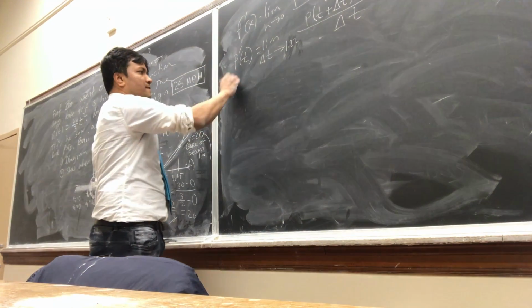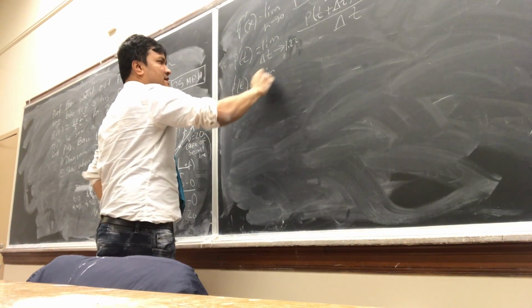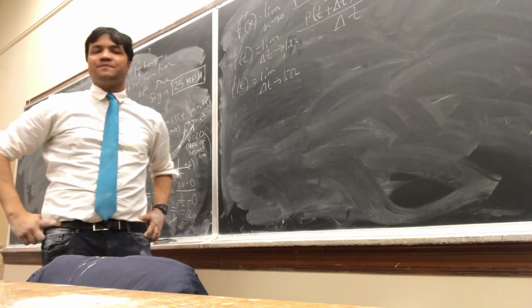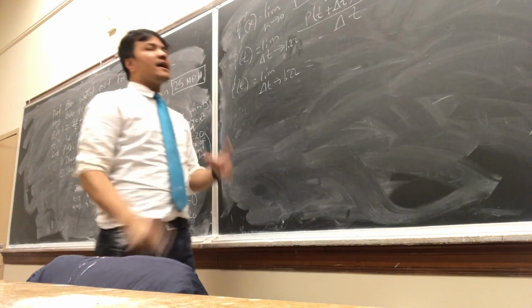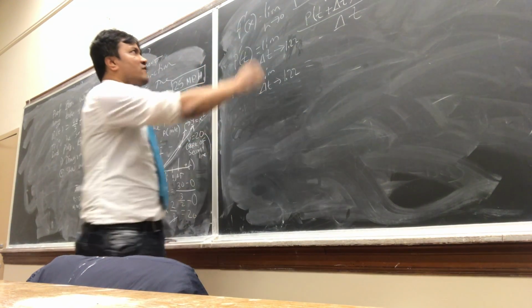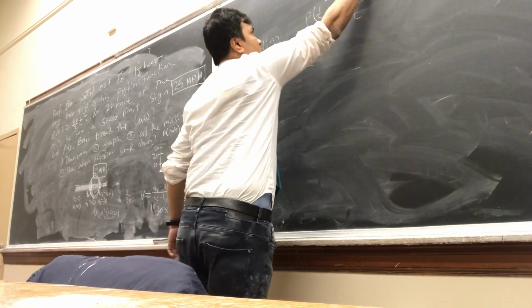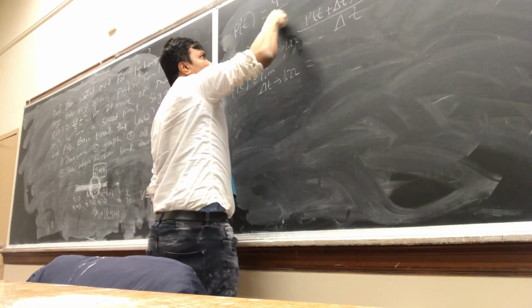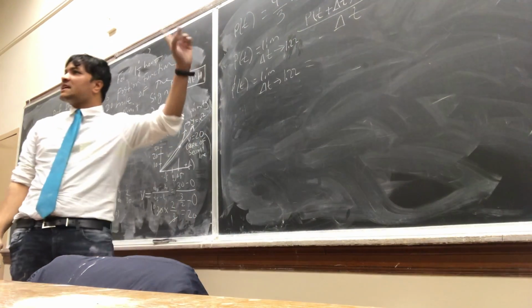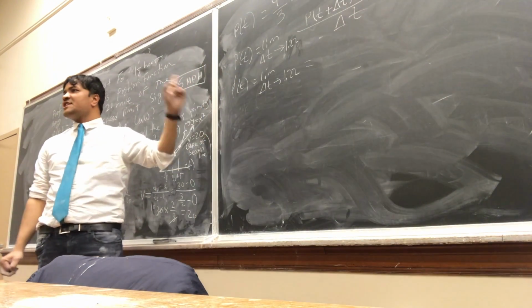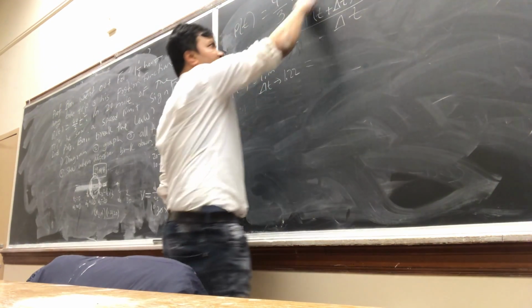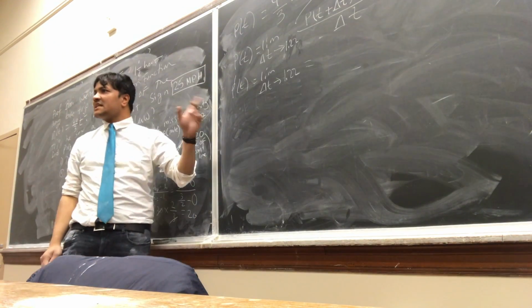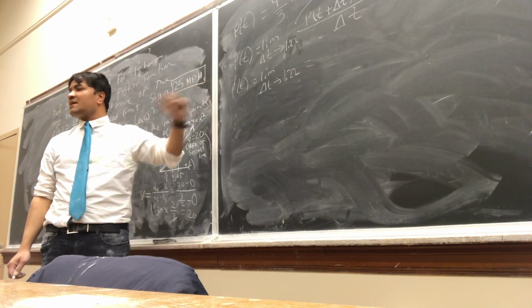Now, p prime of t is equal to the limit as delta t goes to 1.22, and then what are you going to do? We know our function, so let's write the function on the top. P of t is equal to 40 over 3 t squared. So we have to take the derivative of this using the definition of limit.